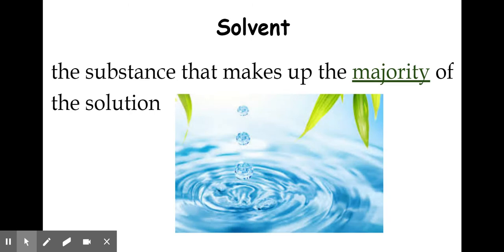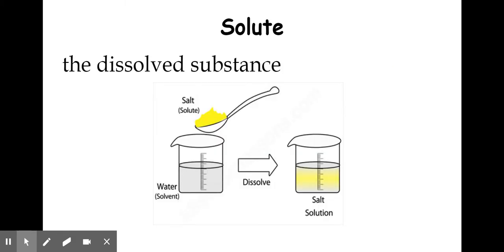Okay. So in a homogeneous solution, there are normally two components. The first one we call the solvent. The solvent is the substance that makes up the majority of the solution. Normally, it's water. Water is called the universal solvent. It's a very good solvent to dissolve other stuff. The other component of a solution is called the solute. Solute basically is the part that dissolves in the solvent.